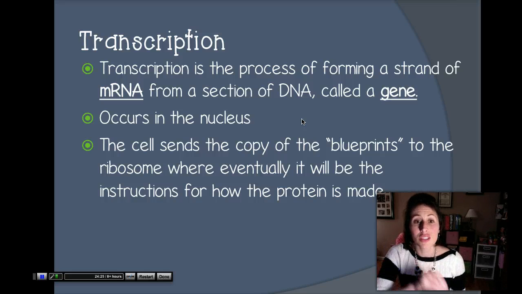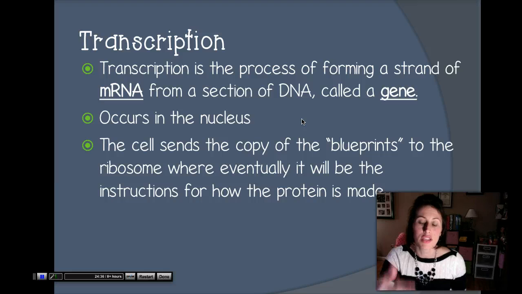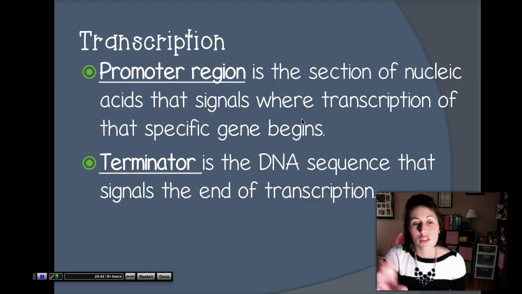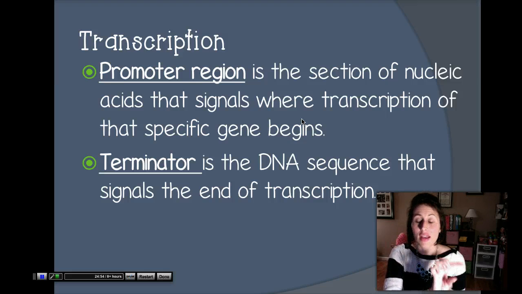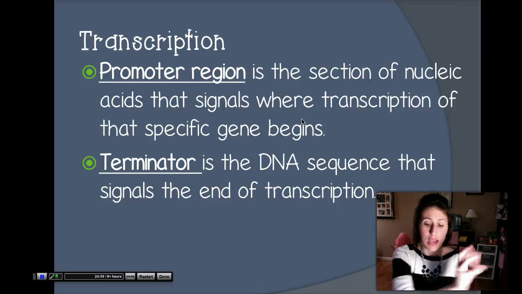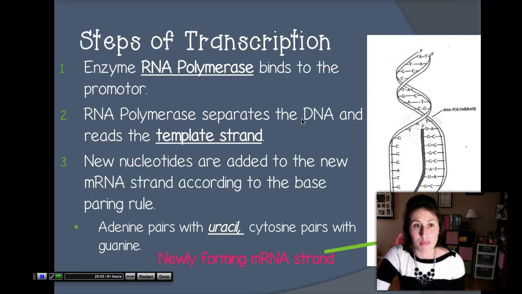The transcription occurs in the nucleus because remember, DNA can never leave the nucleus, and we're making a copy of the DNA. The cell is going to send the copy of the blueprints to the ribosome, where eventually the instructions are going to help build that protein. I told you there's a beginning and an end. There's a promoter region on the gene, and that's the section of nucleic acids that signals where transcription has to start. There's also a terminator region, and that's the DNA sequence that signals the end. So the enzyme that copies that DNA strand onto the mRNA strand knows where to start and it knows where to stop.